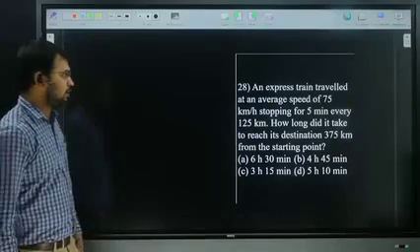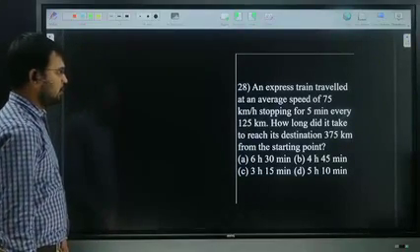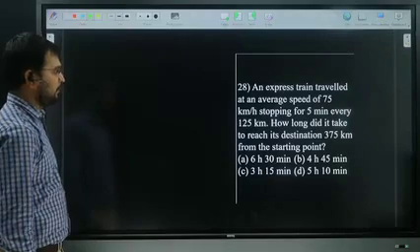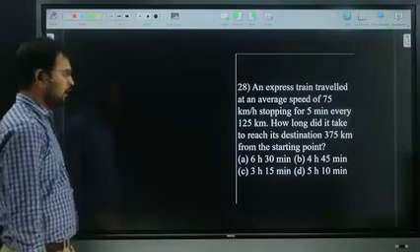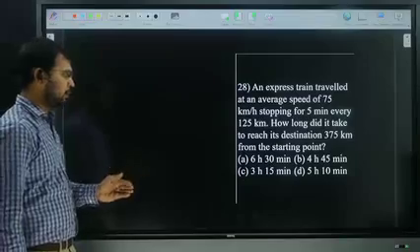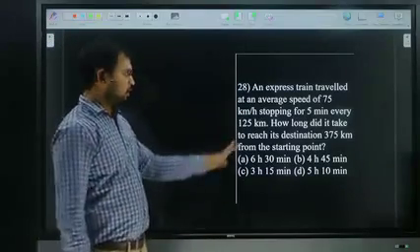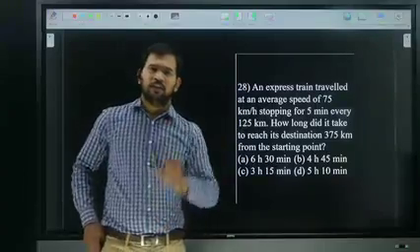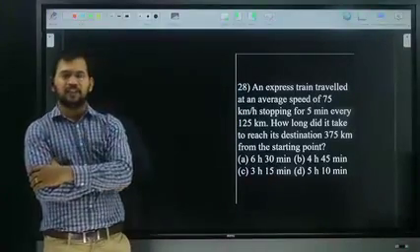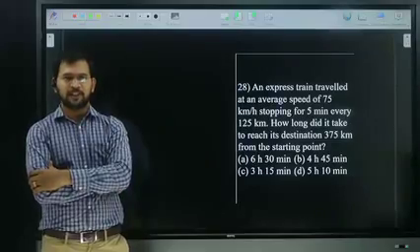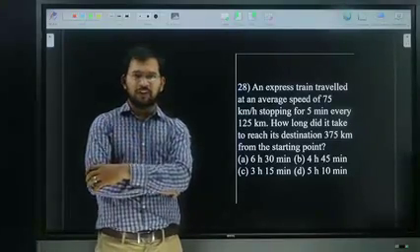An express train travels at an average speed of 75 km per hour, stopping for 5 minutes for every 125 kilometers. How long did it take to reach the destination 375 kilometers from the starting point? Look at me, all of you. I will explain orally. Starting point to destination distance is 375 kilometers. So here train speed is 75 kilometers per hour.